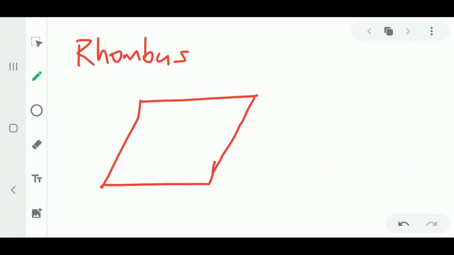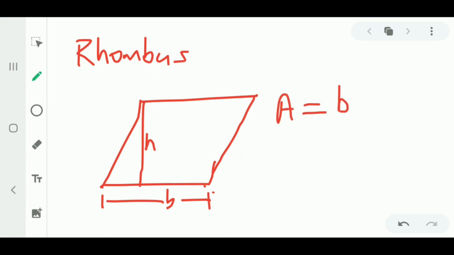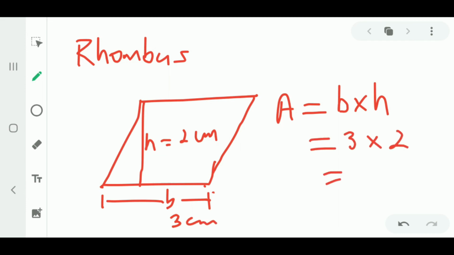So the rhombus kind of looks like a square, but tilted. So we usually have the height here, and we call this here B, which is the base. So the formula for a rhombus is quite easy. It is just base times height. So let's say the height was equal to 2 centimeters, and the base was equal to 3 centimeters. So it will be base, which is 3, times height, which is 2. So that means the area will be 6 centimeters squared.